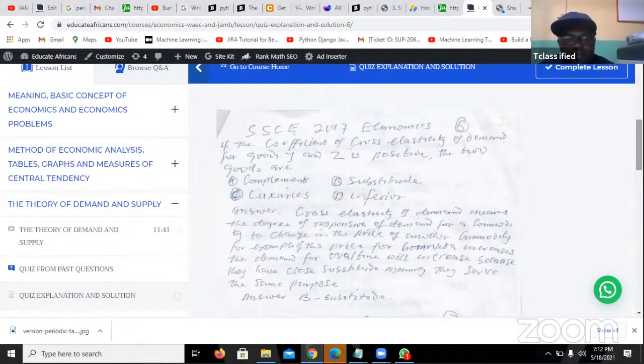For example, if the price of Bonvita increases, the demand for Ovaltine will increase because they are close substitutes. So it means they serve the same purpose. So for substitutes, that is where we normally have this kind of cross elasticity. The change in price of one affects the demand of the other one. So it normally happens for goods that are close substitutes, like Bonvita and Ovaltine. Because once you increase the price of this one, people will leave it and go and demand the other one. So take note of that.